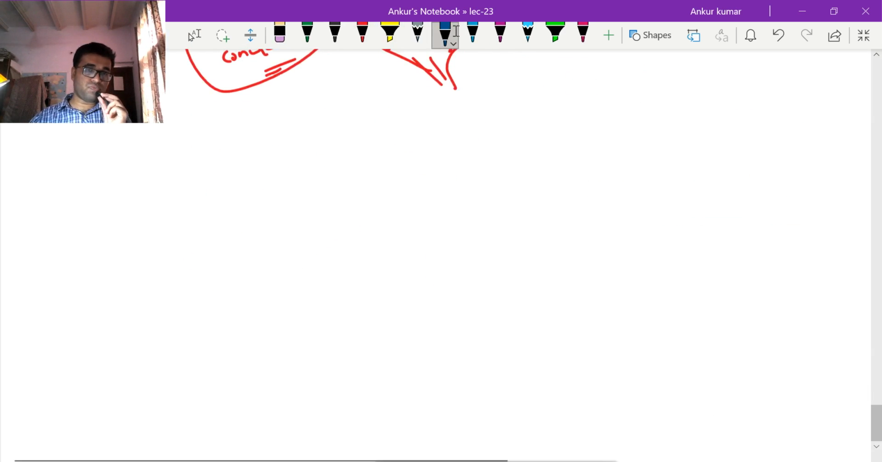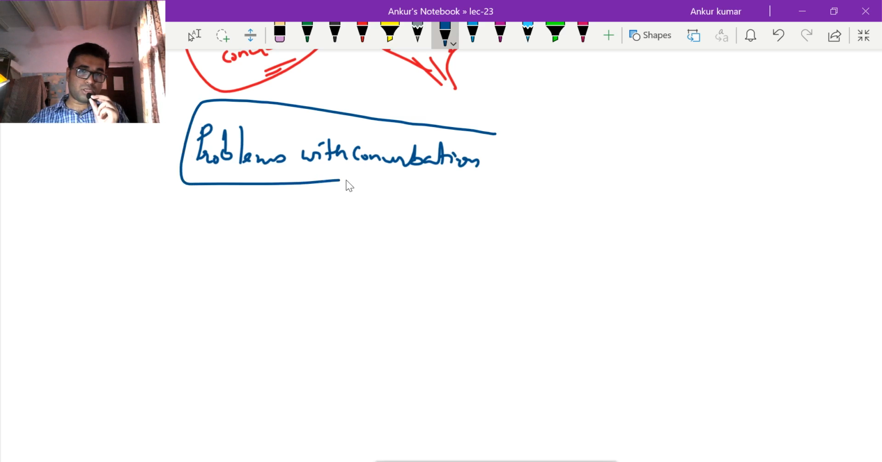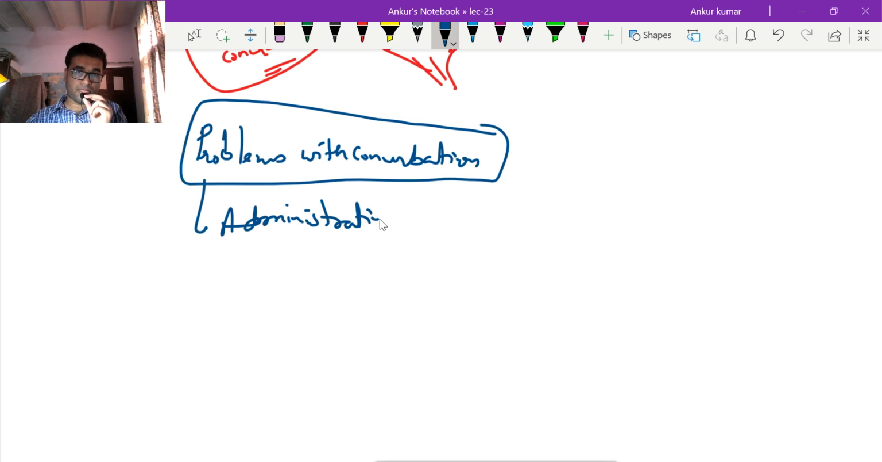But it is not that these conurbations come without problems. There are a number of problems associated with the development of conurbations. So, problems with conurbations. The number one problem is the administrative problem. Now, what are administrative problems? In administrative problems, the big problem is conflicting jurisdiction.